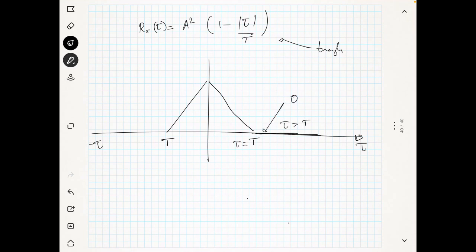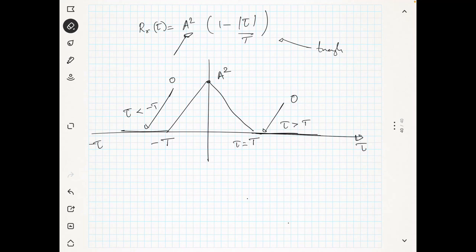and for tau less than minus t, again the value is 0, and the maximum value you will get is a square. You can check this graph. This is the equation of a straight line to the positive and negative side, because there is an absolute value.